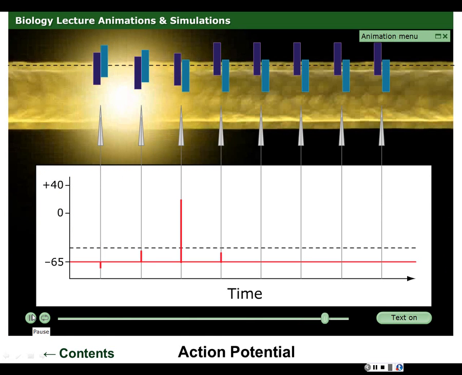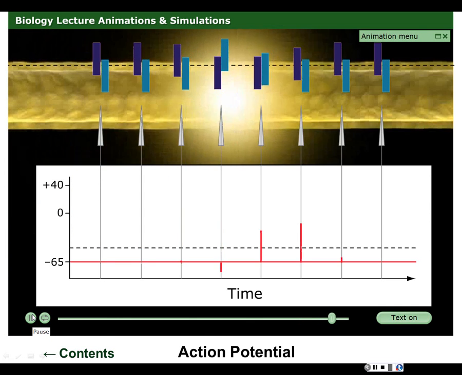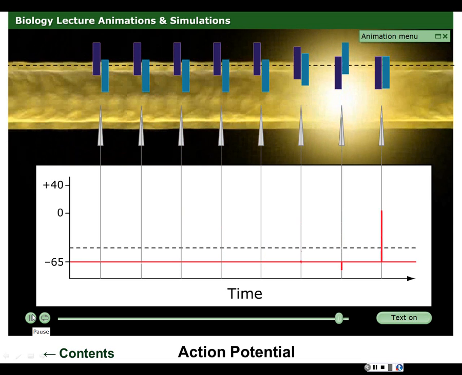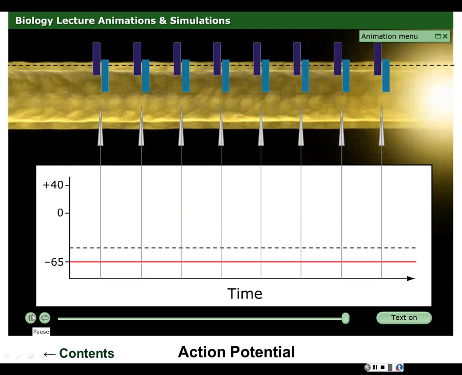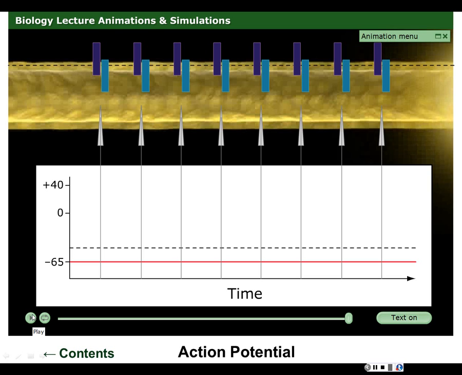So this is what I was trying to explain on Monday and Tuesday when your eyes were rolling. Does that bring about any questions at this point about what an action potential is or the events that happen during an action potential?